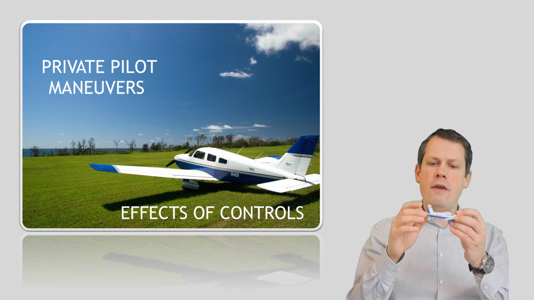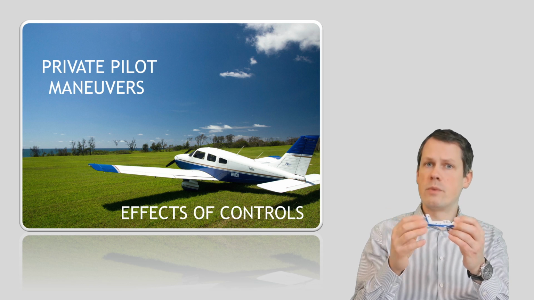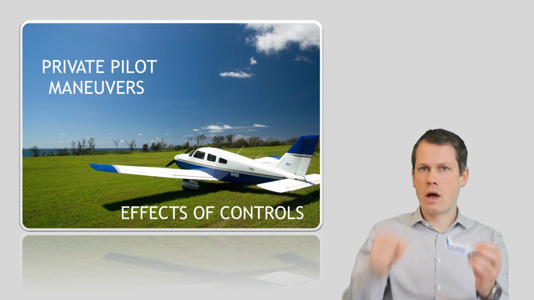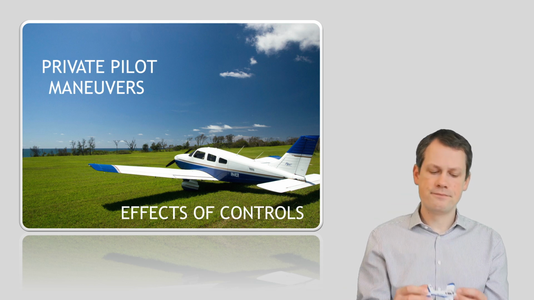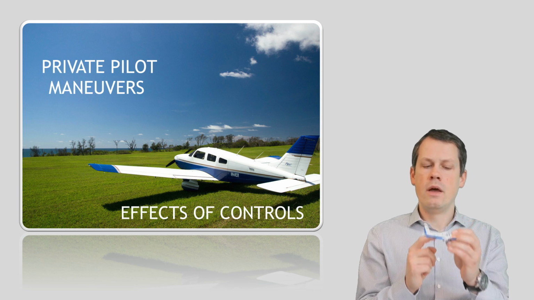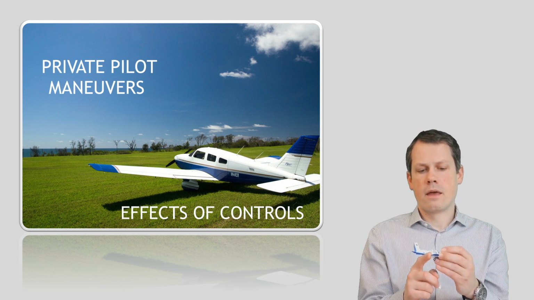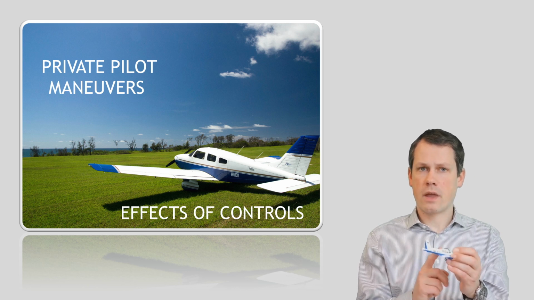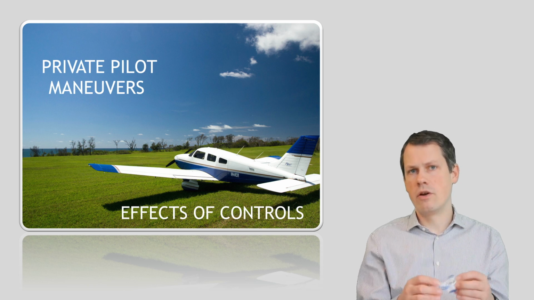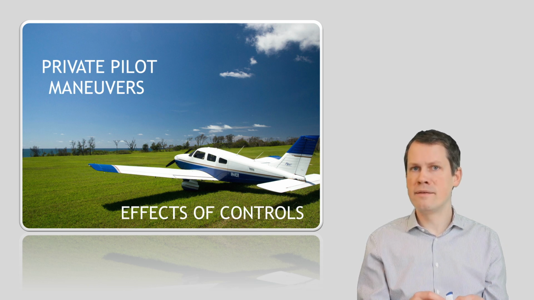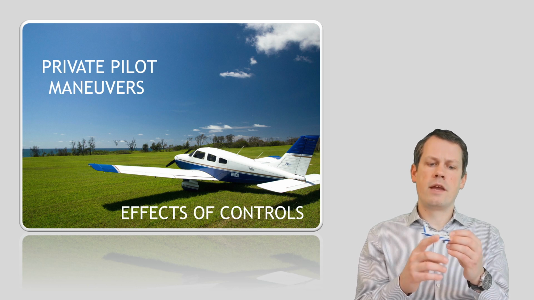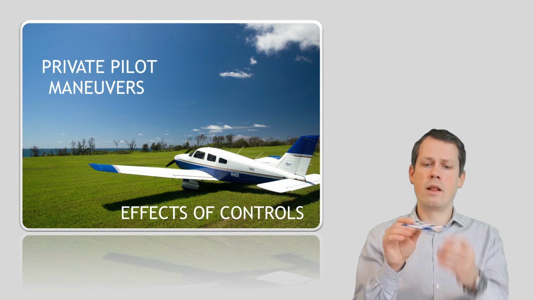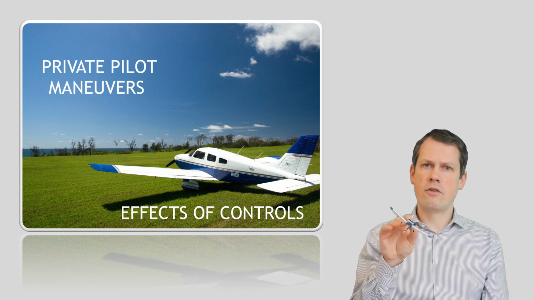Let's just have a brief look at what the controls actually do. If you move the ailerons, so you move the control column or the stick left or right, then one aileron will deflect upwards and one will deflect downwards. Something you should hear about in theory, aerodynamics of flight. However, this will increase lift on one wing, decrease it on the other, and one wing will go up, the other will go down, and you're in a turn.